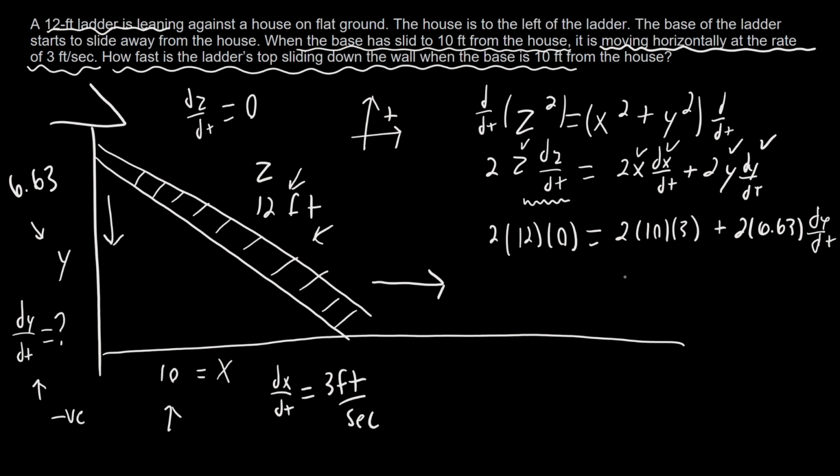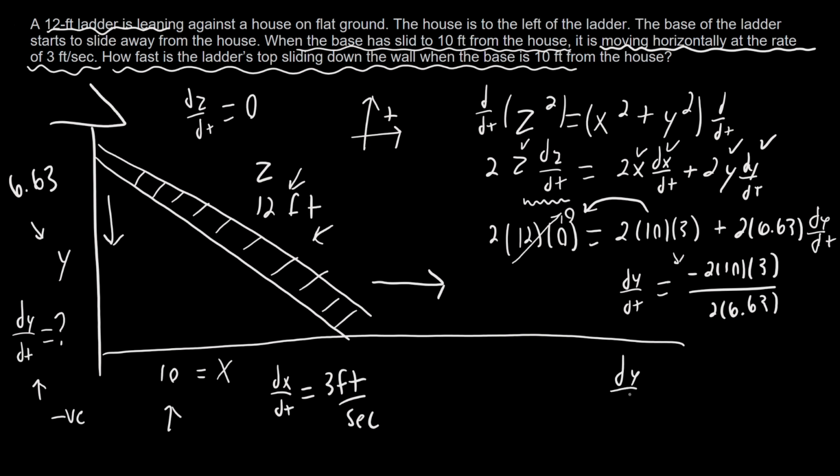So if we rearrange for dy over dt, we're going to get dy over dt equals negative 2 times 10 times 3 over 2 times 6.63. And this negative came from me bringing this to the other side because this all goes to 0. So plugging that in, you'll get negative 4.52. And looking at the units, that should be in feet per second. And again, the negative makes sense because the ladder would be expected to fall down the wall as this moves to the right. So that's our final answer.